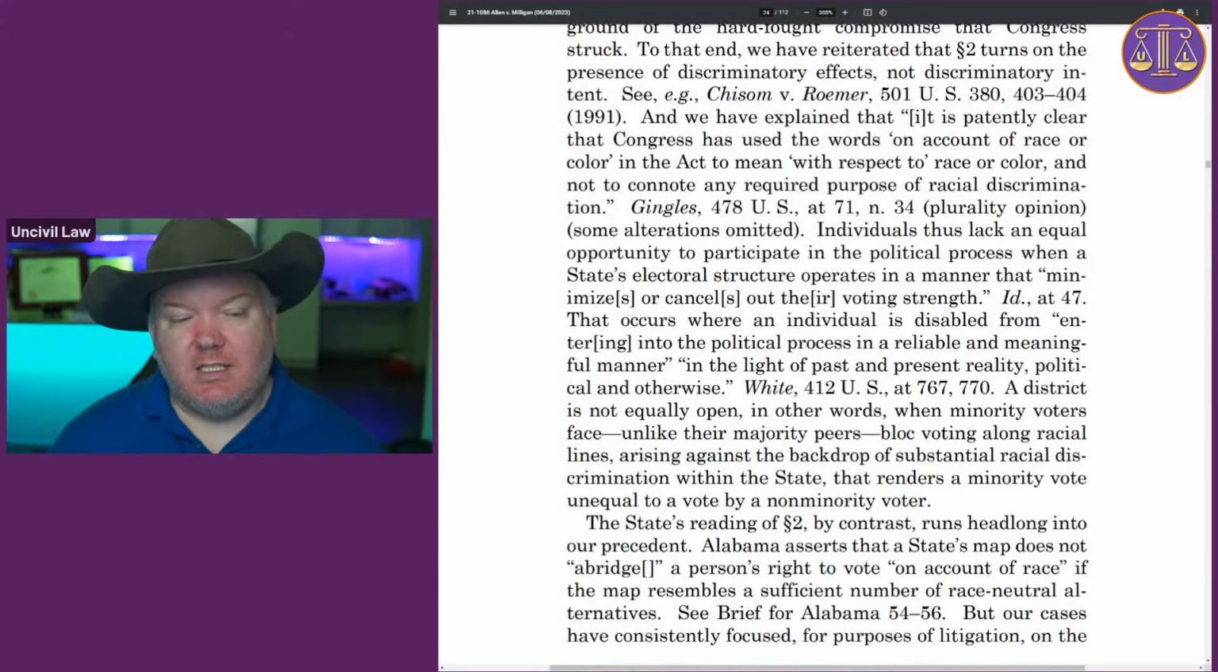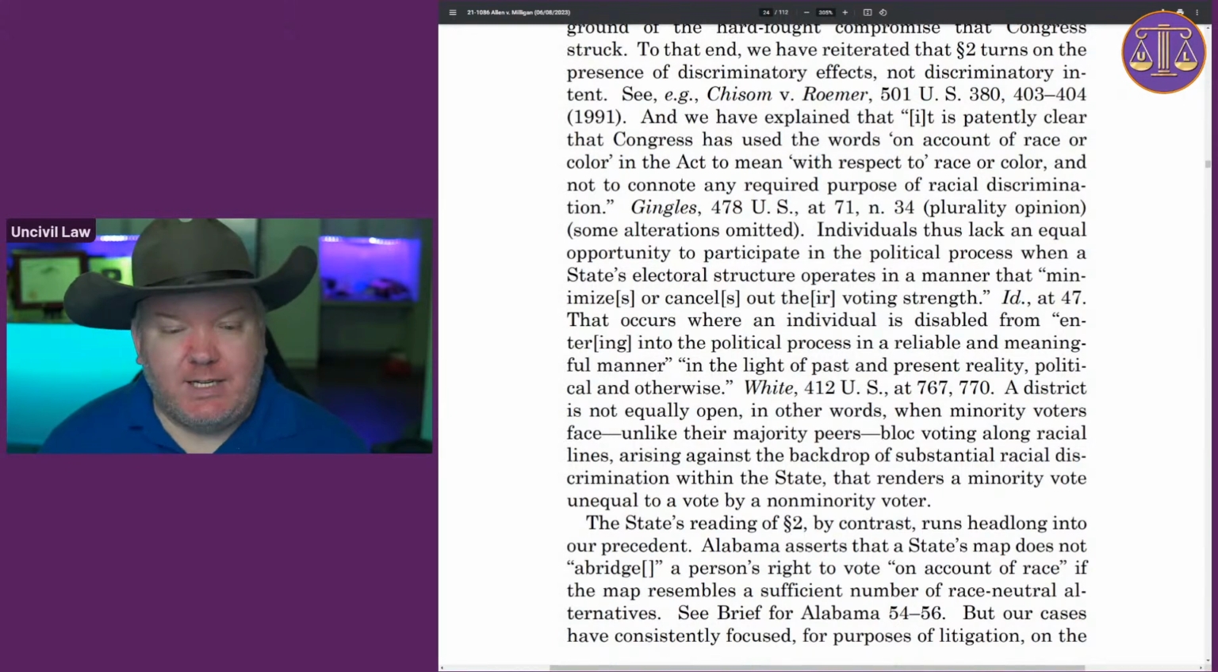Individuals thus lack equal opportunity to participate in the political process when a state's electoral structure operates in a manner that minimizes or cancels out their strength. That occurs when an individual is disabled from entering into the political process in a reliable and meaningful manner in light of past and present reality, political and otherwise. A district is not equally open, in other words, when minority voters face, unlike their majority peers, bloc voting along racial lines, arising against the backdrop of substantial racial discrimination within a state that renders a minority vote unequal to a non-minority vote.